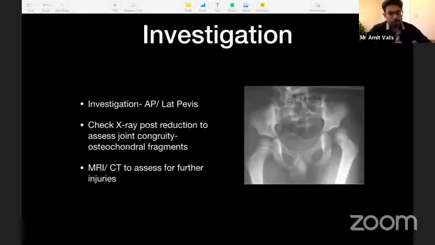Again, investigations of choice. The first modality would be a plain radiograph, AP and lateral view of the pelvis. It is also important to get another X-ray done post-reduction to assess for joint congruity. In that case, do look for incongruity of the joint, especially compared to the other side, because that will indicate that there may be an incarcerated intra-articular fragment or an osteochondral fragment. In that case, an MRI scan or a CT scan would be indicated to assess the injury further.